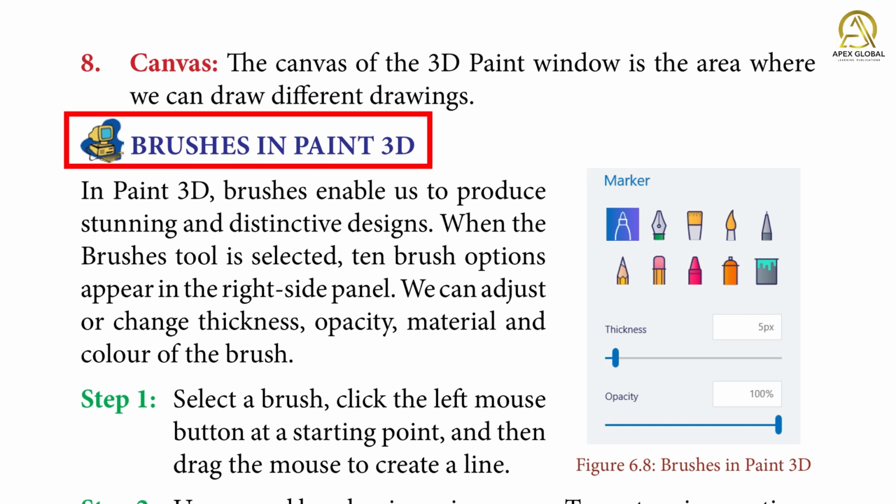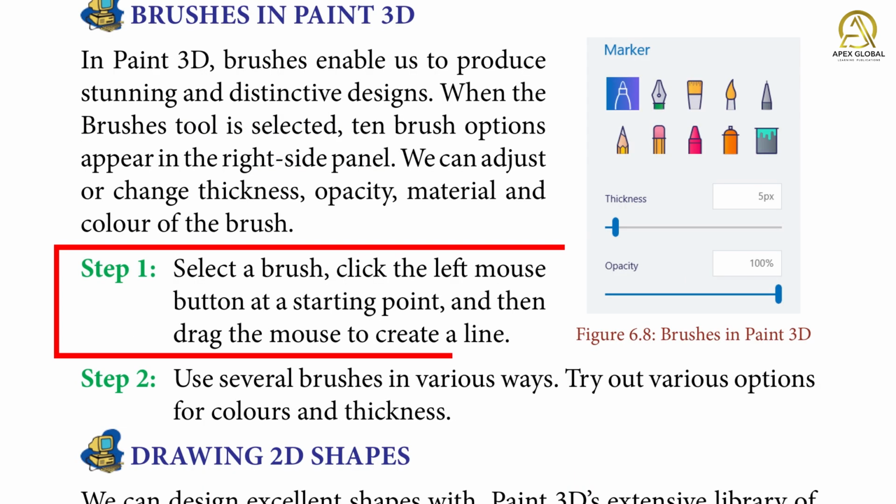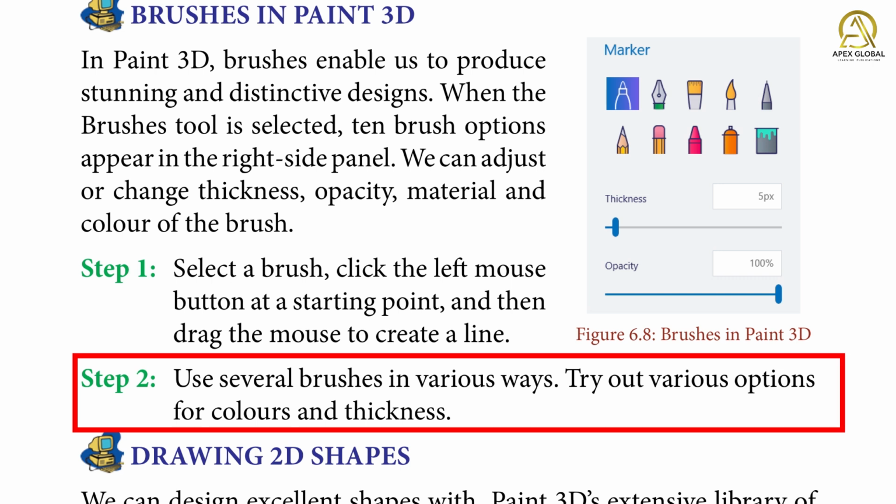Brushes in Paint 3D. In Paint 3D, brushes enable us to produce stunning and distinctive designs. When the brushes tool is selected, 10 brush options appear in the right side panel. We can adjust or change thickness, opacity, material, and color of the brush. Step 1. Select a brush, click the left mouse button at the starting point, and then drag the mouse to create a line. Step 2. Use several brushes in various ways. Try out various options for colors and thickness.